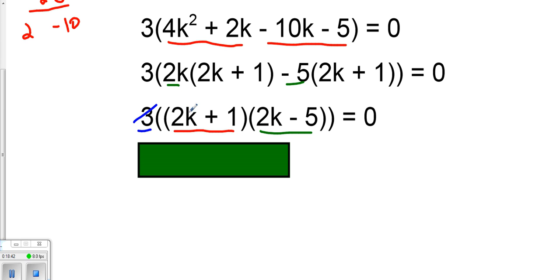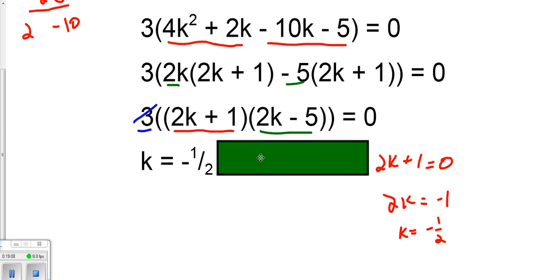How would we get 2k plus 1 equal to 0? Well, if we set it up as 2k plus 1 equals 0, we'd subtract 1 from both sides and get 2k equals negative 1, and then we divide both sides by 2 to get k equals negative 1/2. So negative 1/2 is going to be the first one of our solutions.